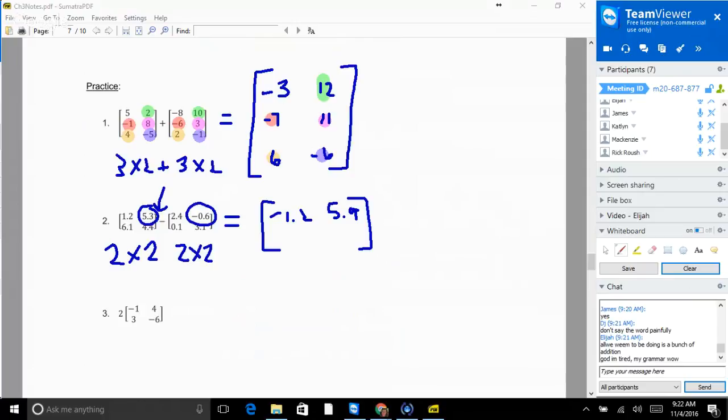Okay. Our next row, so we're on the second row, first column. Okay, we've got 6.1 minus 0.1, so that's just going to leave us with 6. And then our second row, second column is 4.4 minus 3.1, which is 1.3. So we'll take this, right? Nice, easy section so far.